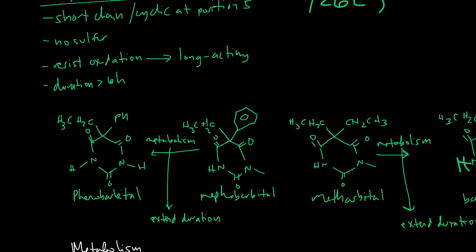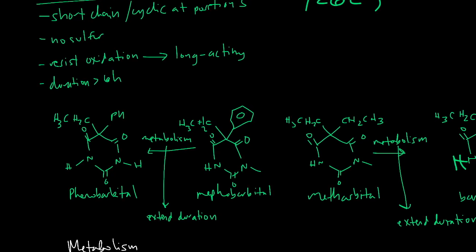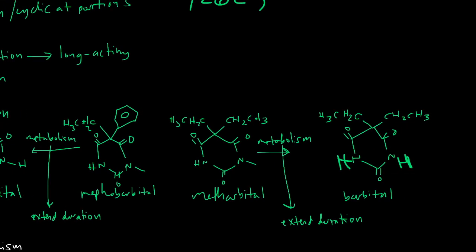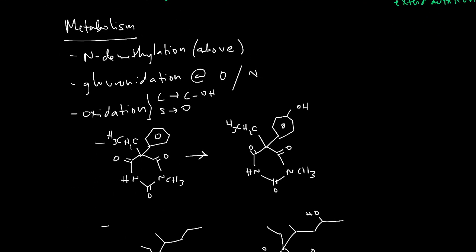Metharbital is metabolized to barbital by N-demethylation, which extends the duration of action. As I said earlier, they can be metabolized by N-demethylation. They can also be metabolized by glucuronidation at the oxygen or the nitrogen. And they can also be oxidized from carbon to carbon hydroxyl, or the sulfur group to an oxygen.